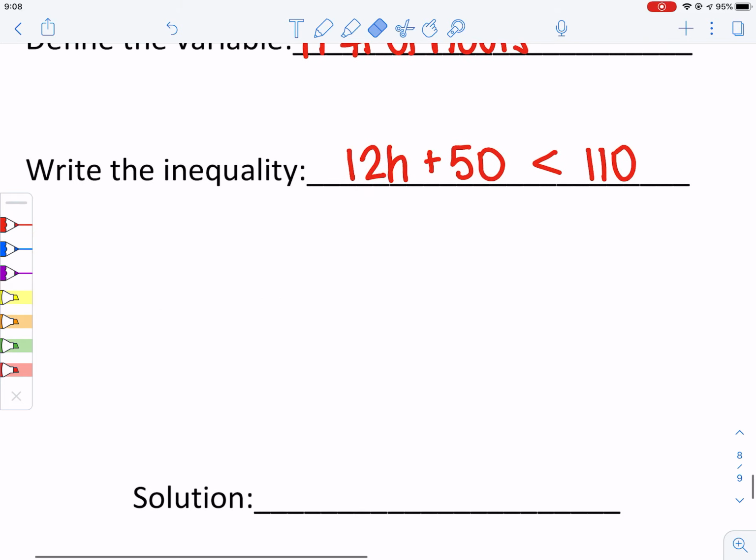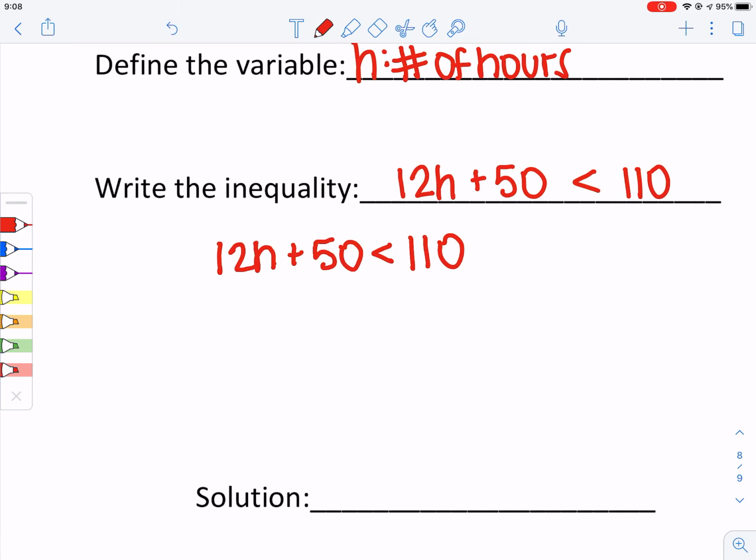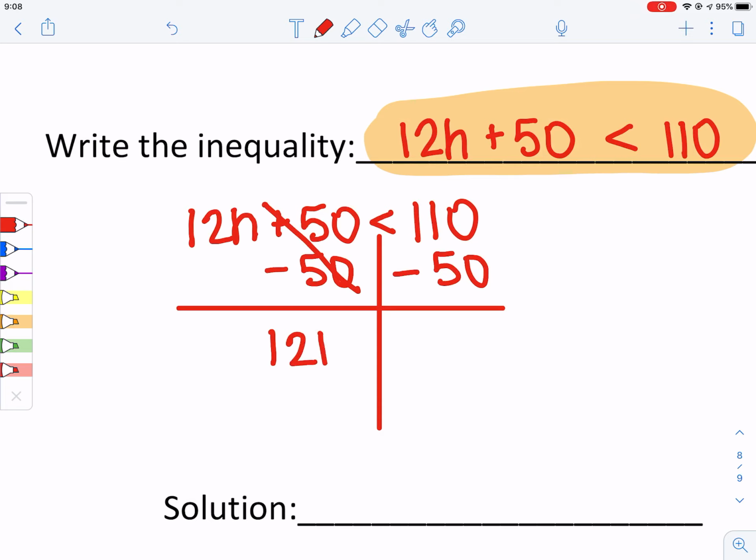Once you have that, let's go ahead and solve it. So we have 12H, and if you didn't have that, go ahead and erase it and fix it. I always rewrite it so that when I subtract 50 on both sides, I can cross it off without messing up my final inequality right here. Go ahead and solve this inequality and then label your final answer. As we're solving this, we subtract 50 on both sides because that gets rid of the adding 50. We have 12H is less than 60. And then let's divide both sides by 12.